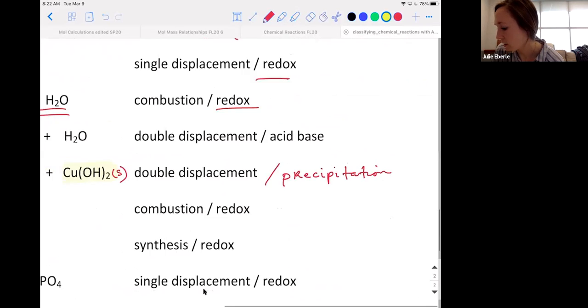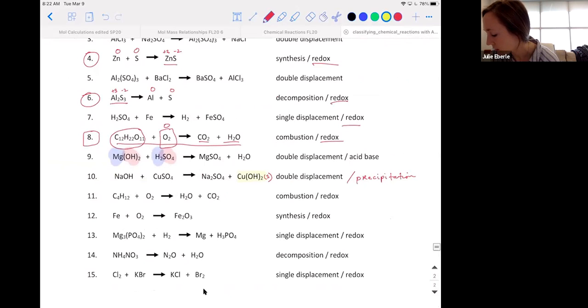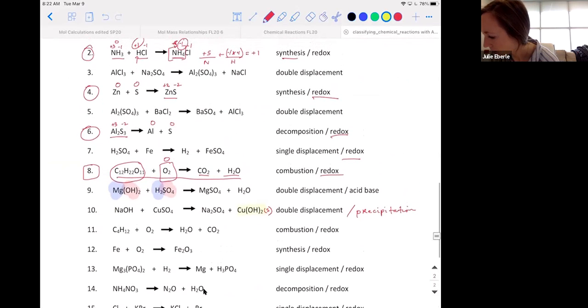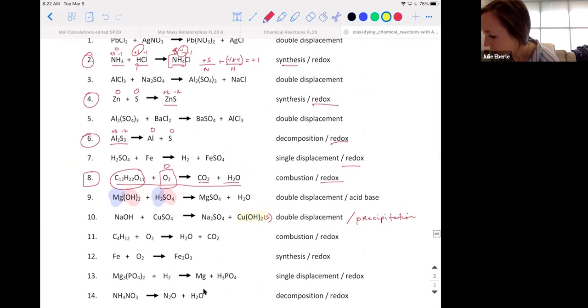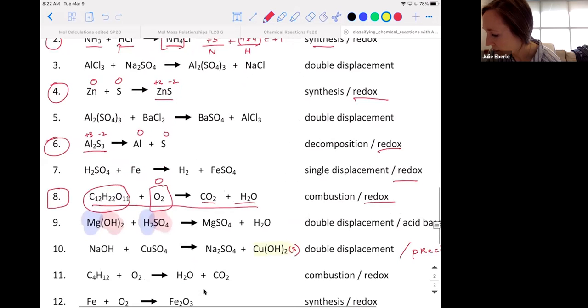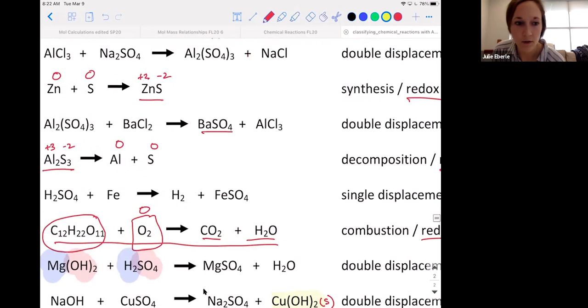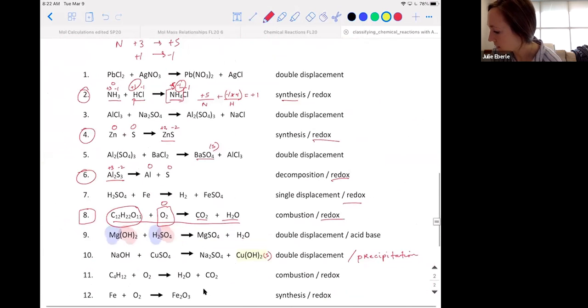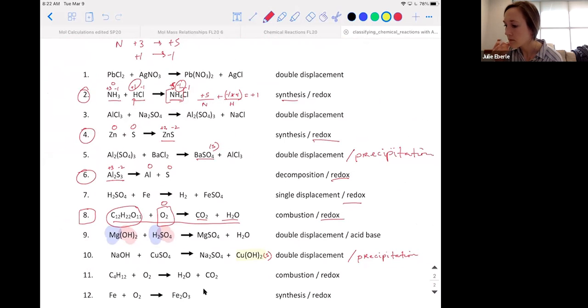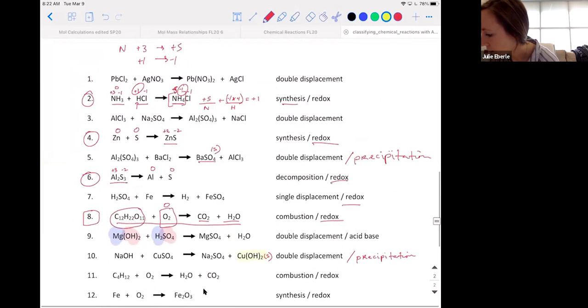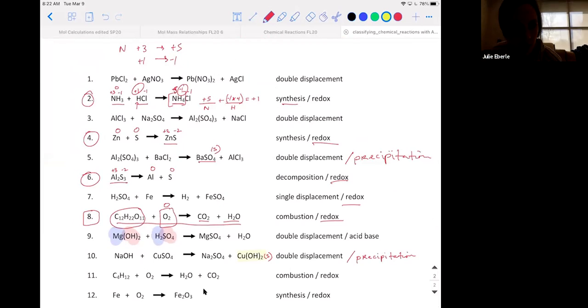Were there any others that y'all recognize as a precipitation reaction? Off the top of my head, that's the only one that oh, right here. Barium sulfate is an exception. Okay, so barium sulfate would form a solid. So this is not only double displacement, this was also precipitation. Thanks for pointing that out, Whitney. So there we go. That's a few that I just noticed.